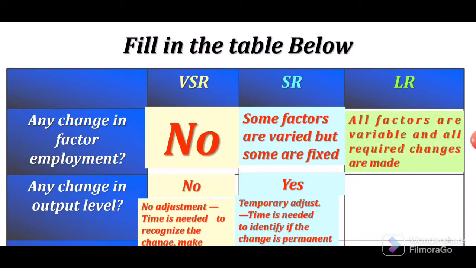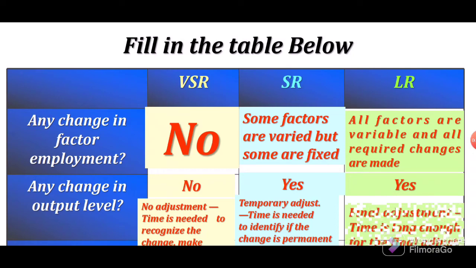Then in the long run, all factors are variable and all required changes are made. So in the long run, all the factor employments are going to be variable. In the short run, some were variable, some fixed, and in the very short period, no factors are variable. The reason for the long run is that the time is long enough for the final adjustment to be determined and implemented. So this was the chart that you need to remember about the very short period, short run and long run.